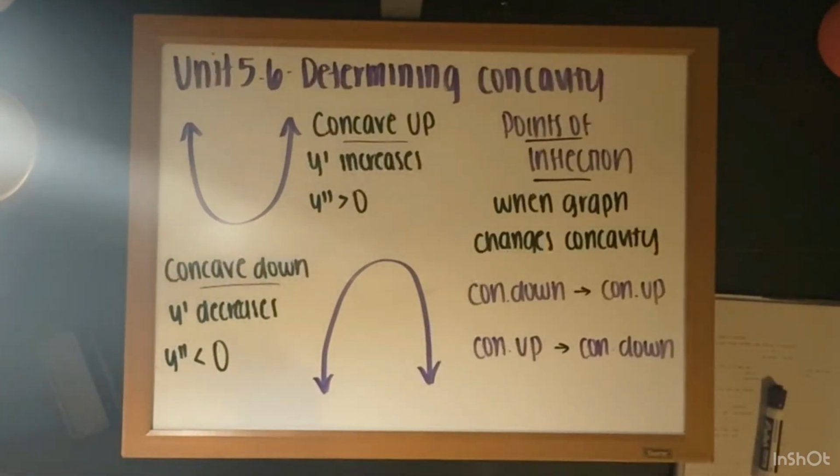Now let's talk about points of inflection. Points of inflection is when your graph changes concavity. So just to note, when we're talking about concavity, we're always going to talk about the second derivative. You can use a first derivative graph and still find your concavity, but if you have a second derivative graph, it's usually going to be talking about concavity. So when your graph changes concavity, that means that you're either going from concave down to concave up or concave up to concave down. Let's do an example to see what this means.